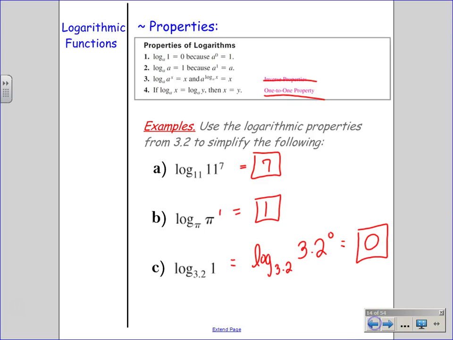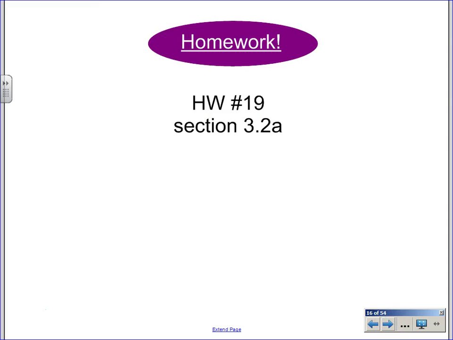But these properties are going to allow you to tackle some basic problems that develop the beginning skills of logarithms. Sound good?